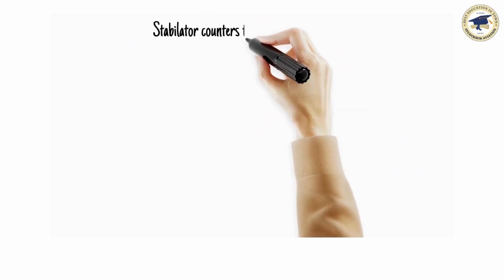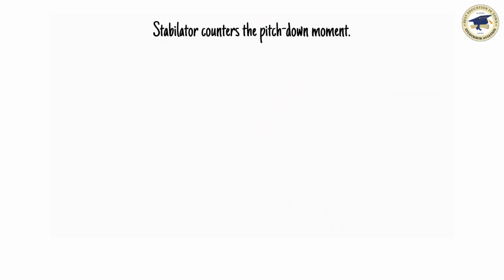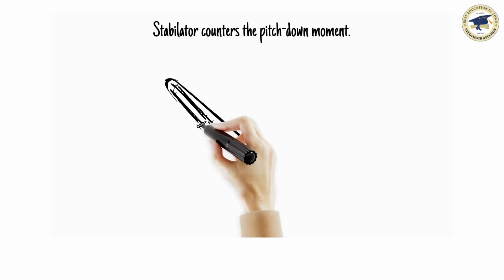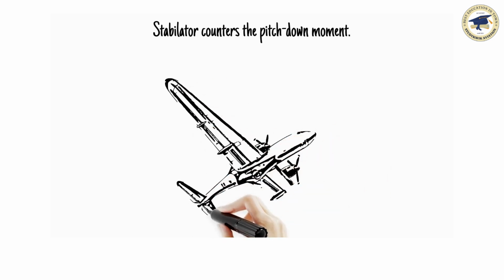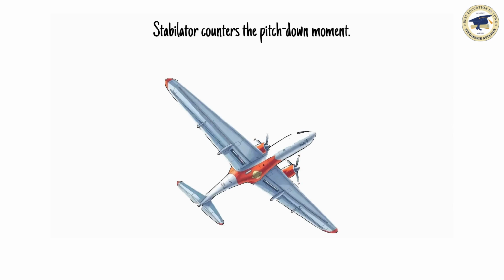So, how do we keep the nose up and maintain balance? That's where the stabilator or horizontal stabilizer comes in. It generates a small downward force at the tail. Because the tail is far behind the center of gravity, even a small downward push creates a large moment of force, enough to counteract the nose-down tendency. This means the aircraft stays level without the pilot constantly pulling back on the controls.